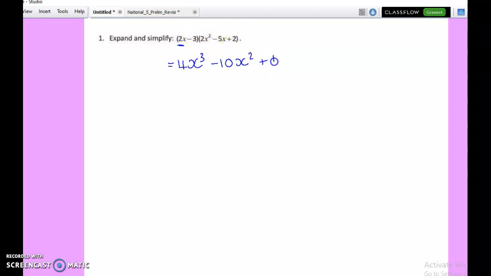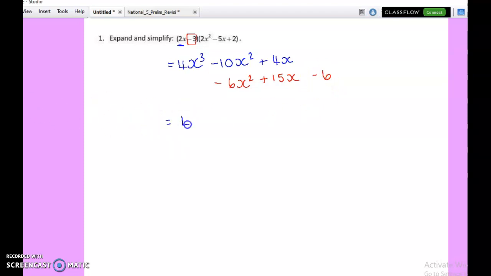2x times 2 gives me plus 4x. I now want to multiply everything through by minus 3, remembering to take that sign into account when we're doing this. So minus 3 times 2x squared is minus 6x squared. Minus 3 times minus 5x is plus 15x. Minus 3 times plus 2 is minus 6.